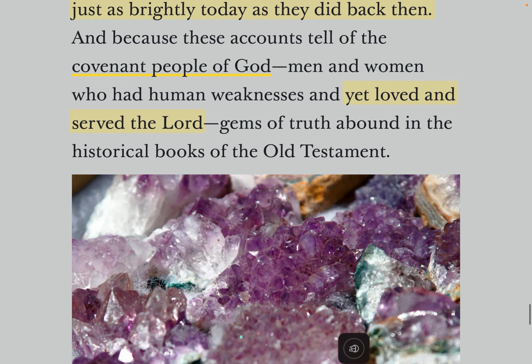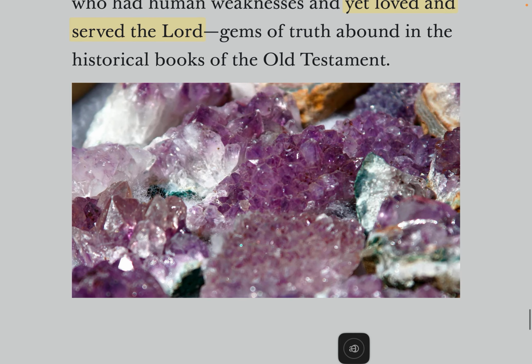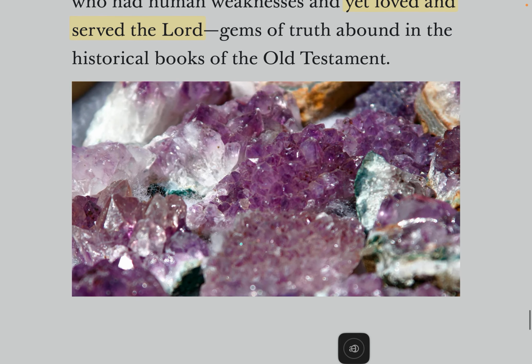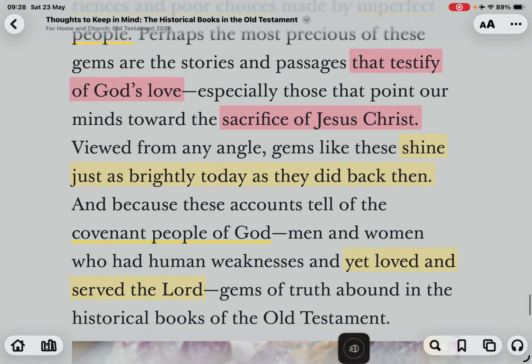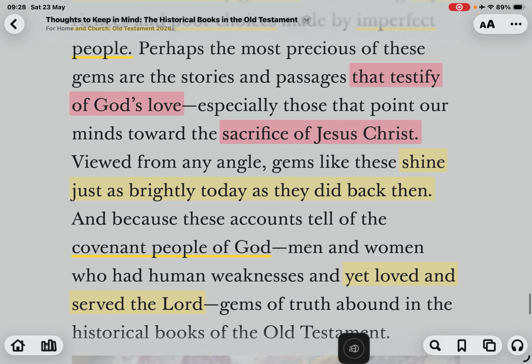And because these accounts tell of the people of God, men and women who had human weaknesses and yet loved and served the Lord, gems of truth abound in the historical books of the Old Testament. That is where we're going here, so look for the gems as we read it the next while, and we'll see you next time.